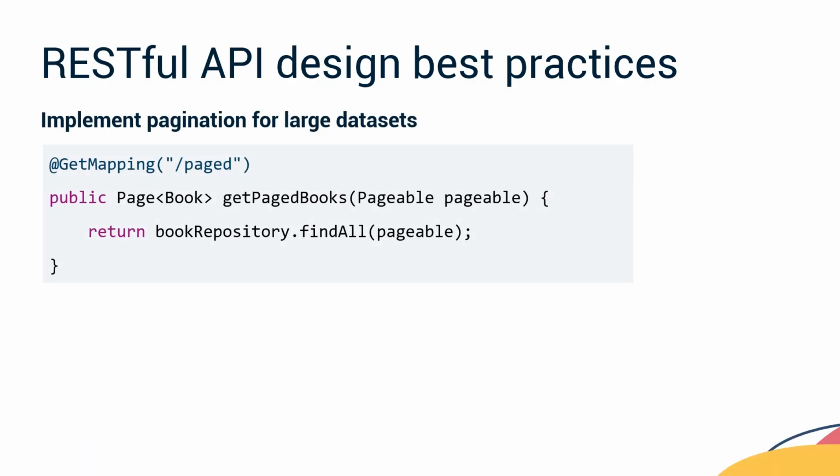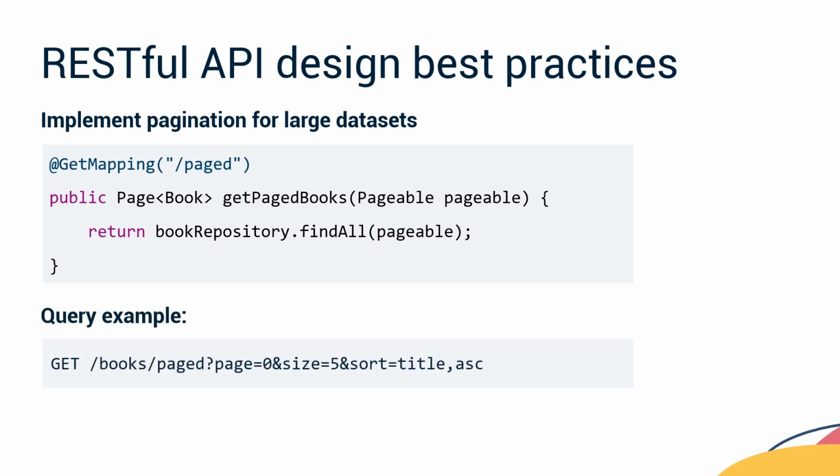Use pagination to limit the number of records in API responses. This improves performance and prevents large data loads. The controller method retrieves paged results using a Pageable parameter. In this code snippet, the endpoint is /paged. When somebody makes a call to this endpoint, they can pass in certain parameters. In this example, we are passing in page 0, which is the first page. We are passing in a size of 5, so we only want 5 books returned in the response, and we want the results sorted by title in ascending order.